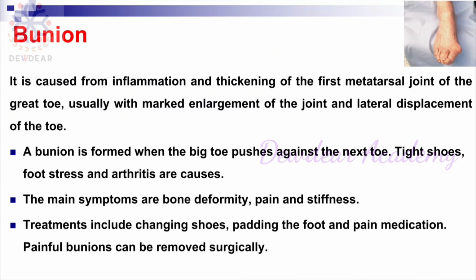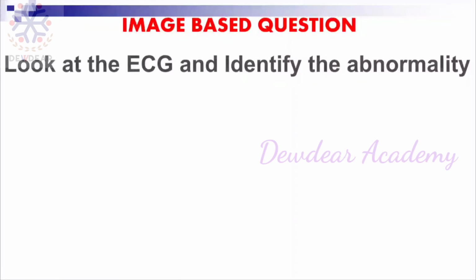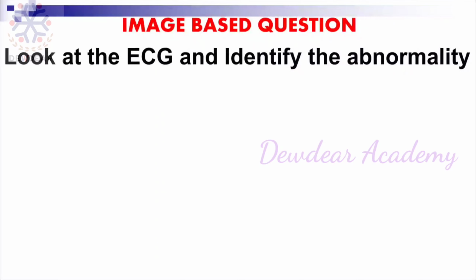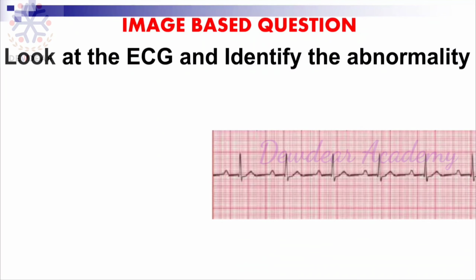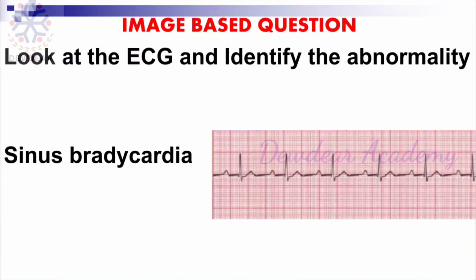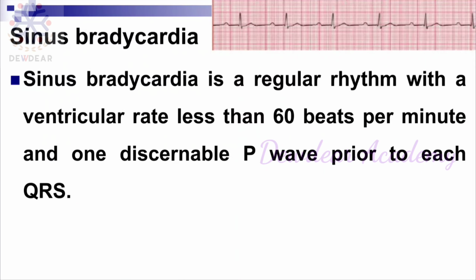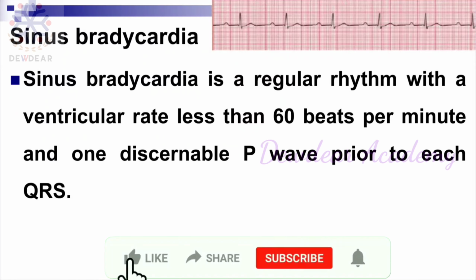Treatment includes changing shoes, padding the foot and pain medication. Painful bunions can be removed surgically. Next question. Look at the ECG and identify the abnormality. It is sinus bradycardia. Sinus bradycardia is a regular rhythm with a ventricular rate less than 60 beats per minute and one discernible P wave prior to each QRS.